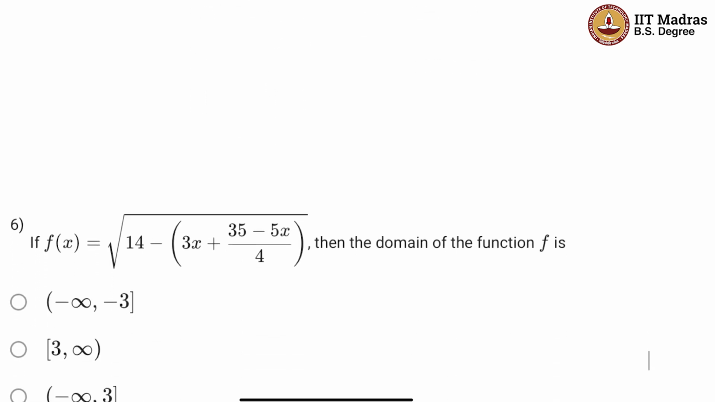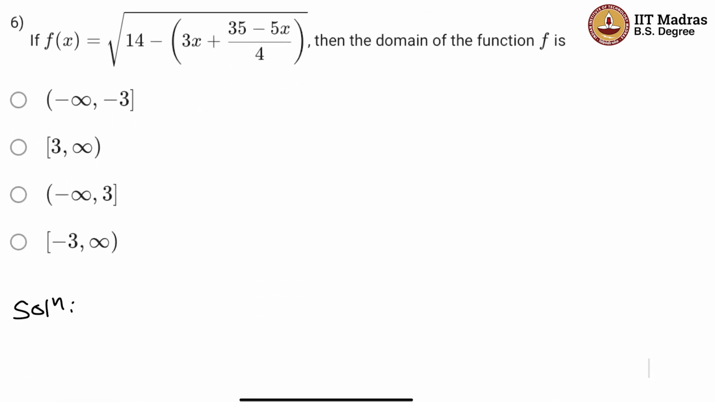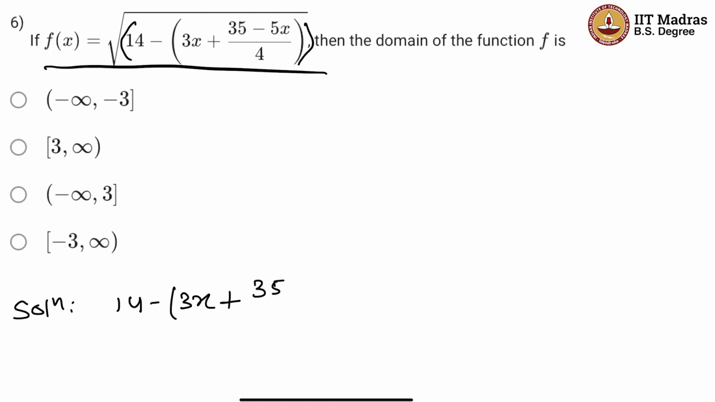Now let's move to the last question. Question number 6. Here we have a given function. We need to check what is the domain of f. That means we need a region where the function f will be defined, will be valid, right? That means the portion which is under the root will be greater than or equal to 0. Then the function will be valid, right? So our condition is 3x + (35 - 5x)/4 is greater than or equal to 0, right?